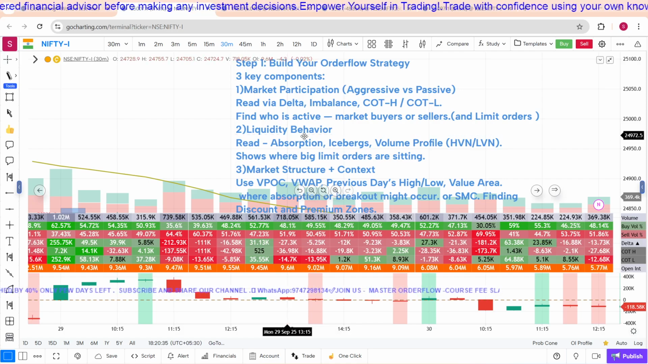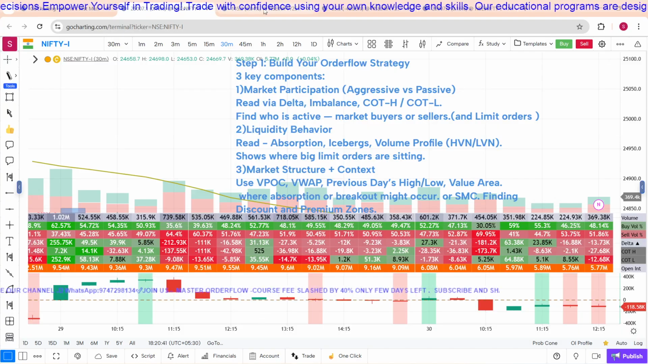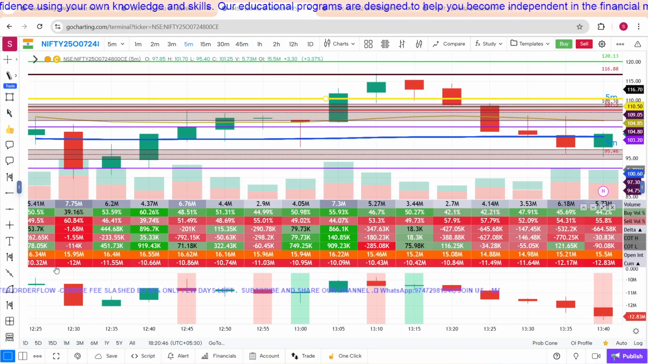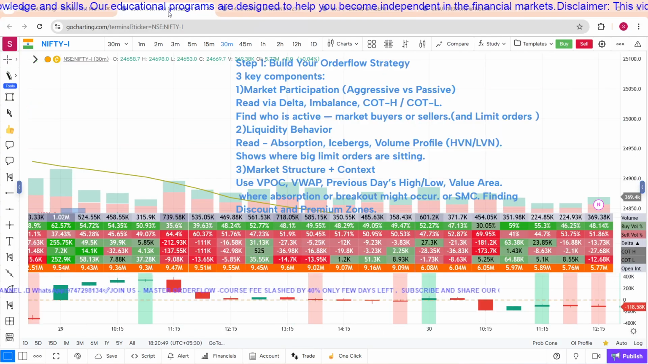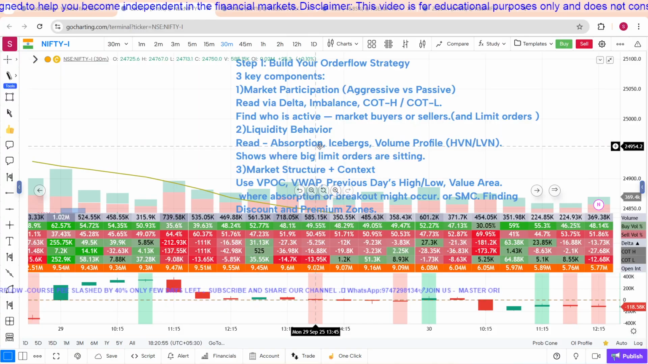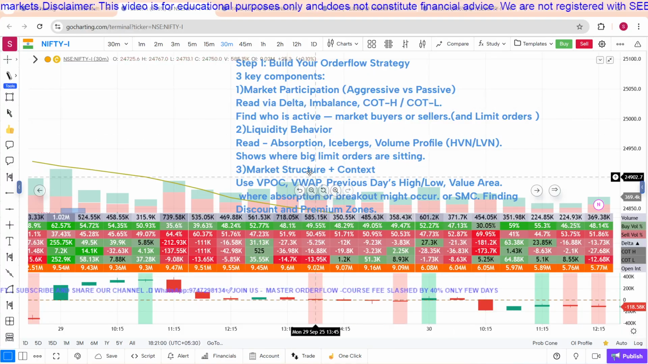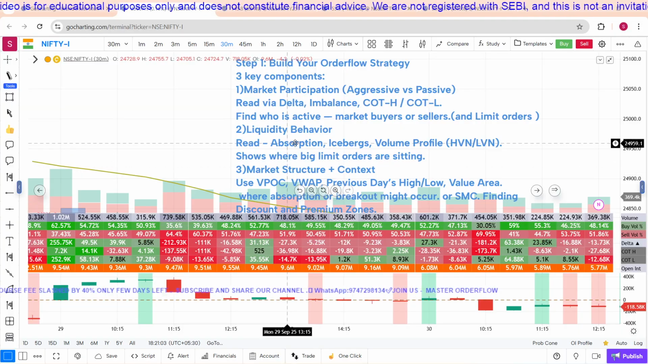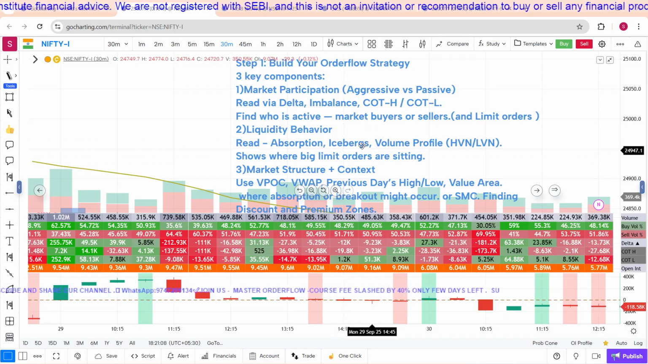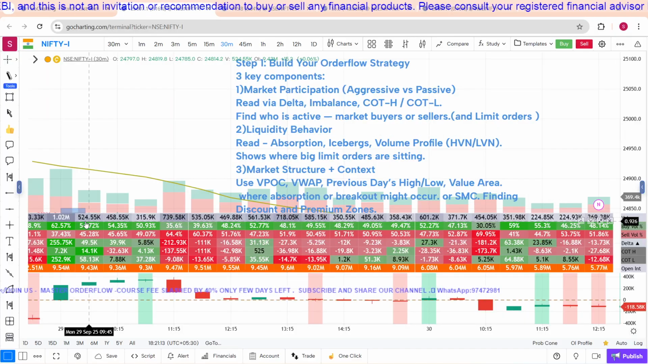Then we need to study the liquidity behavior of the market. In each candle, we need to study the liquidity. For this, we need to study absorption, that is the basis. And COT-H and COT-L will play a very important role in absorption. Then iceberg orders are there, the huge limit orders resting. It may be sell limit orders or buy limit orders.